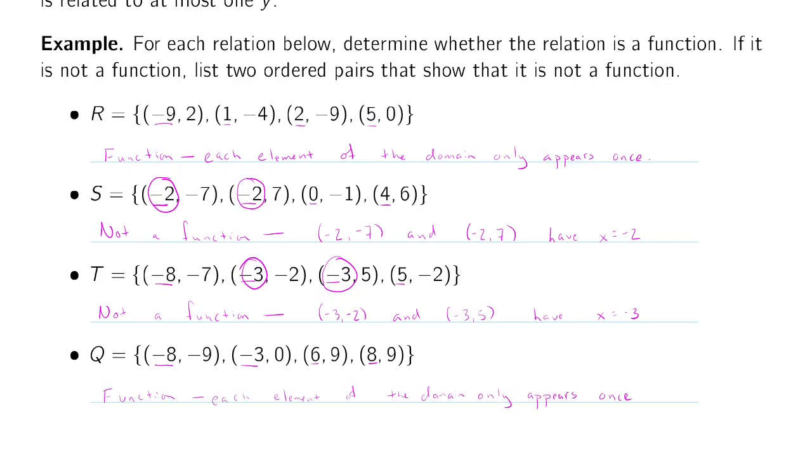Now notice that when we were doing that, we only looked at the first entries. We only looked at the elements of the domain. We only looked at the x values. That's all we need to look at to determine whether or not we have a function, right? So here we had -9 appear in both the domain and the range. We don't care about that. Here we had 9 appear twice in the range. We don't care about that. All we care about in determining whether or not we have a function is whether or not each element of the domain appears in only one pair.